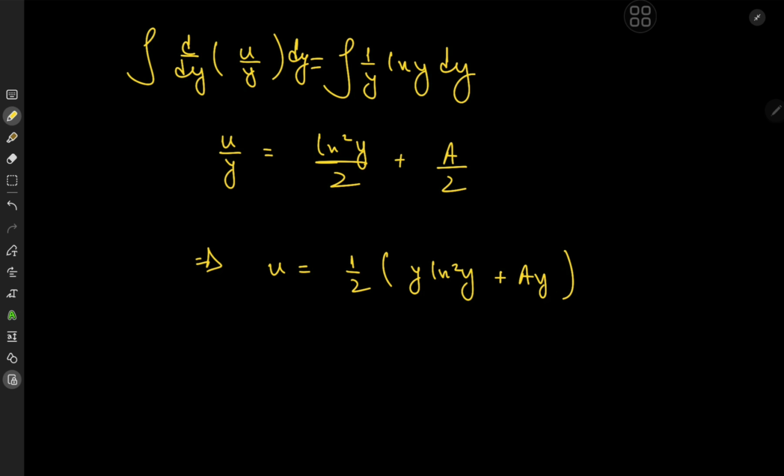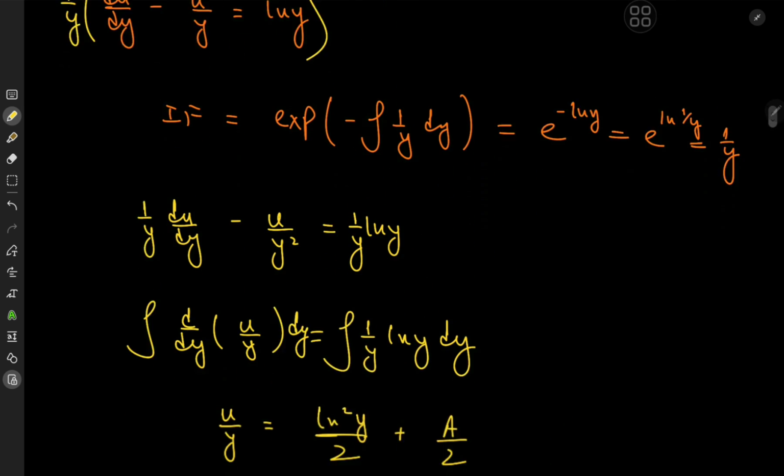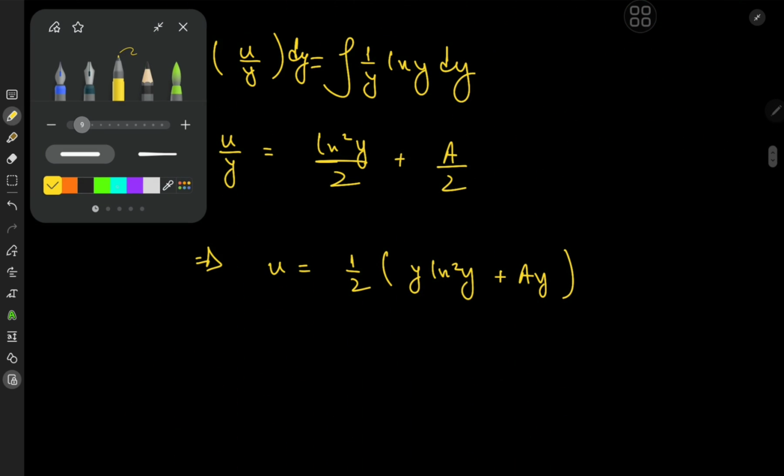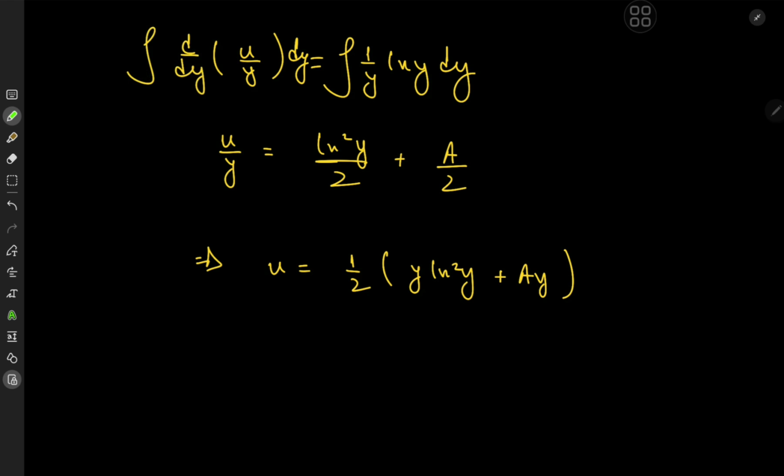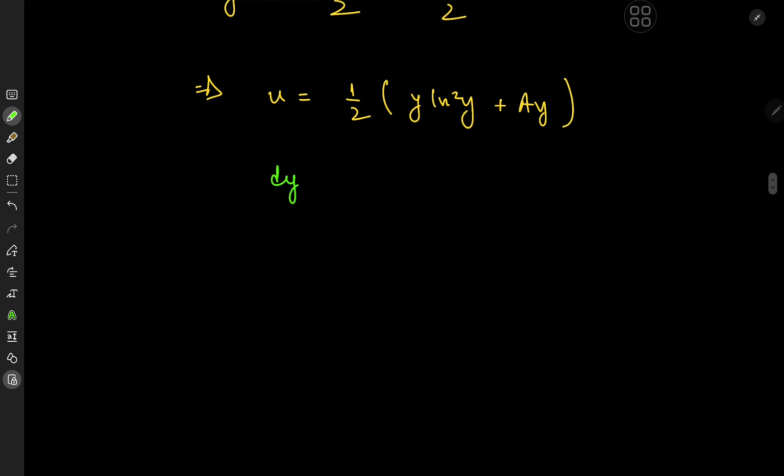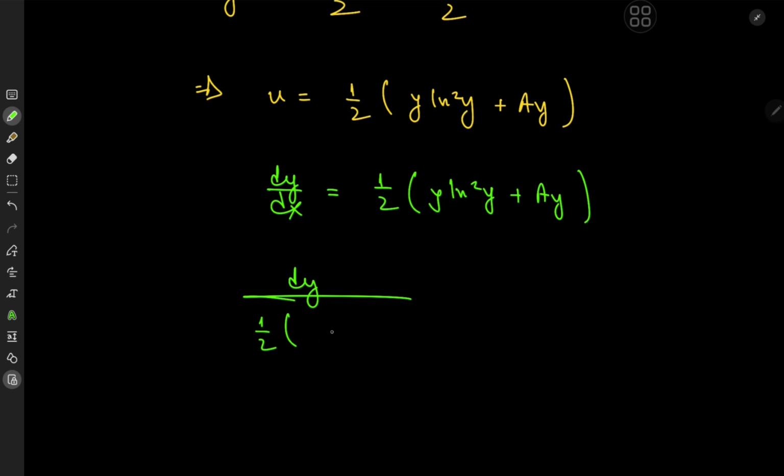Now that is u in terms of y, which is cool, I guess. But wait, the u variable was the derivative of y with respect to x, which is exactly what we need to solve now. So we have dy over dx equal to 1/2 y times log squared y plus a times y. So that means we have a separable differential equation, dy over 1/2 of y log squared y plus a times y, equal to dx, and we integrate.